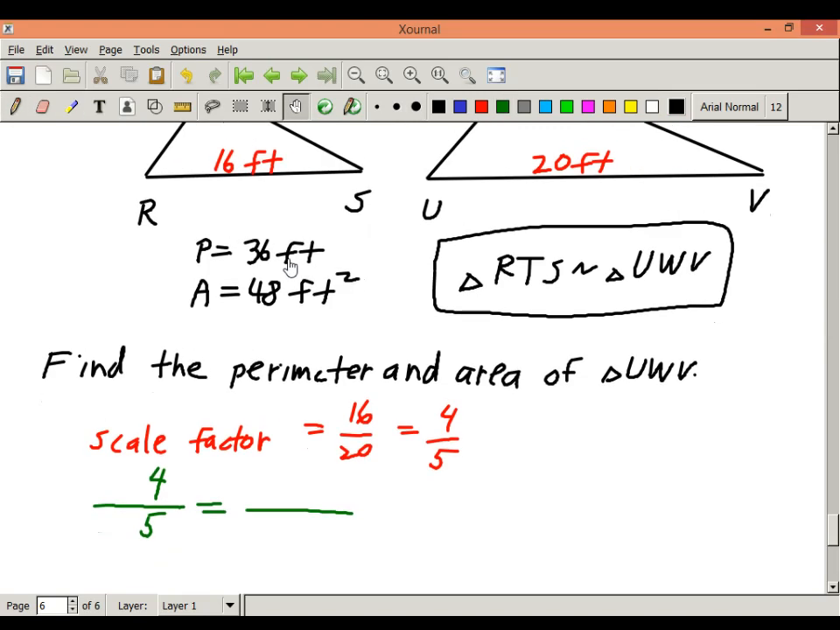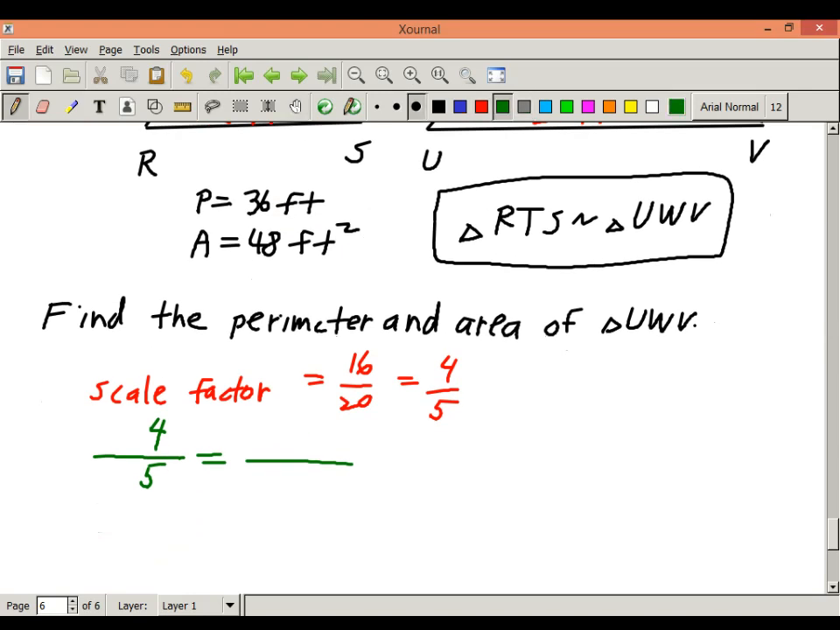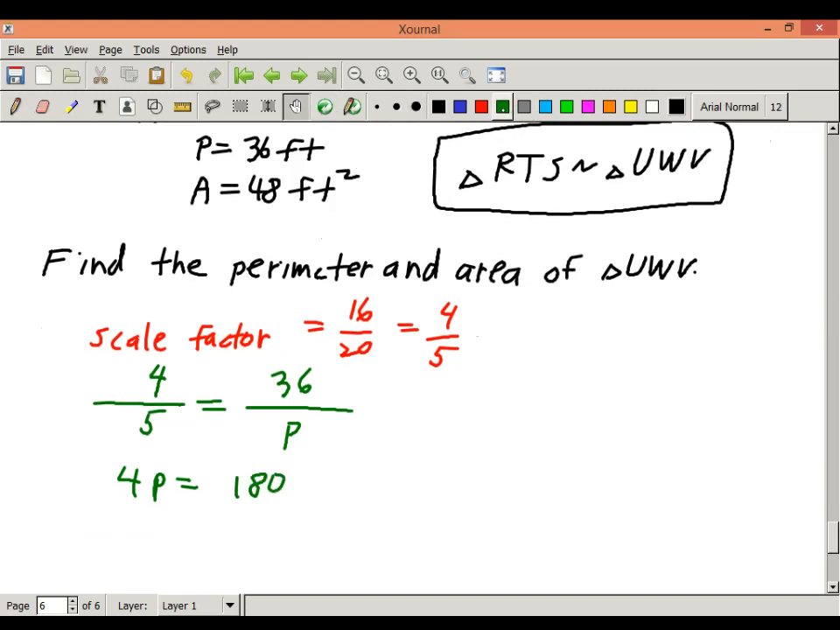So we're going to put 36 as the smaller of the two perimeters. So that's going to be on top of your fraction. So 4 over 5 equals 36 over, let's say, p for the perimeter of that larger figure. Let's go ahead and cross multiply and solve. So 4 times p equals, so we got 36 times 5. So 36 times 5, that's going to be 180. And we'll divide to get that perimeter of that second triangle. Divide by 4, that's going to be 45. And we're going to write that in feet.